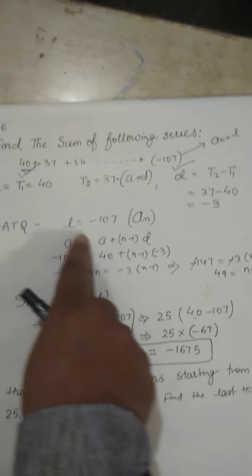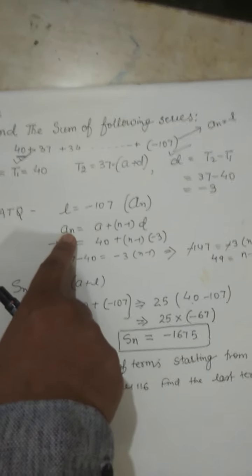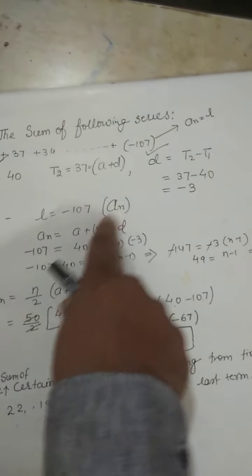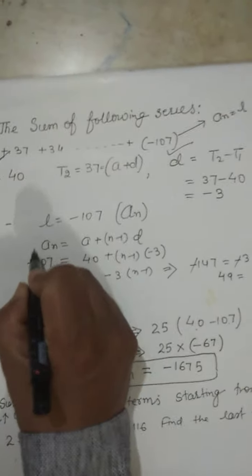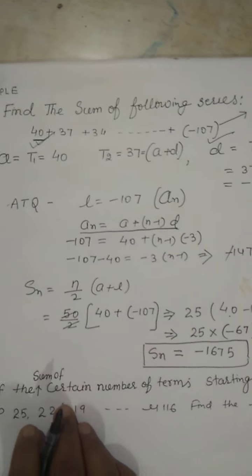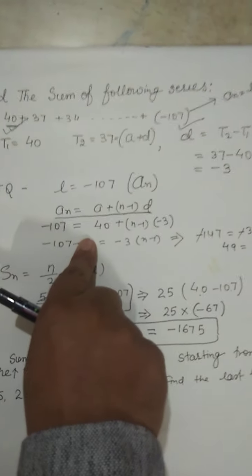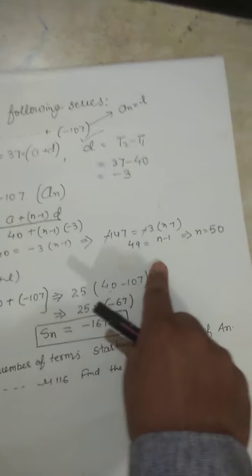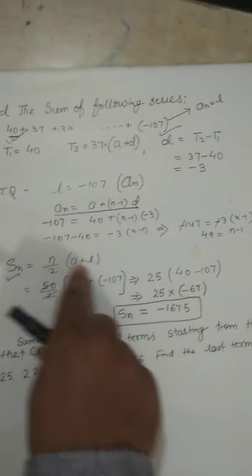Now L is equal to minus 107, which is equal to AN, because only these two formulas are given. You are revising the formula for AN: AN is equal to A plus (N minus 1)D. Now keep the value and find the value. N is equal to 50. So here Sn is equal to N by 2 times (A plus L).